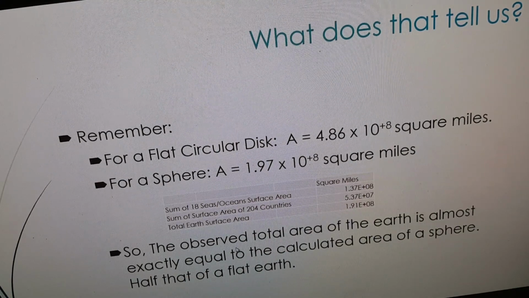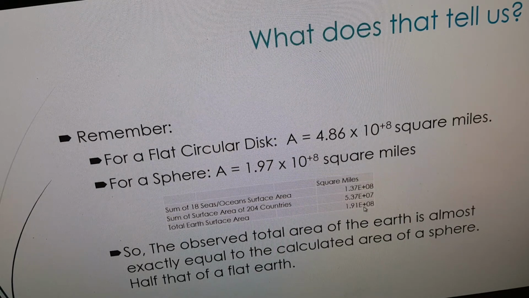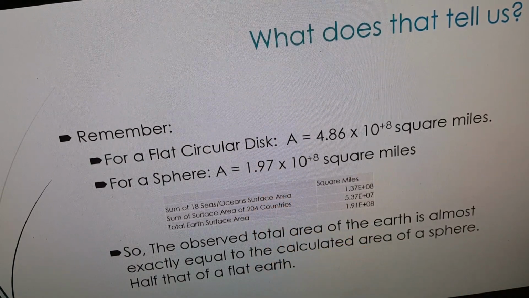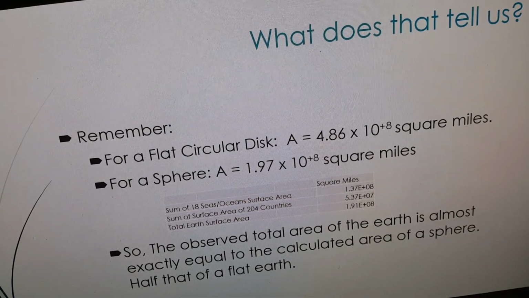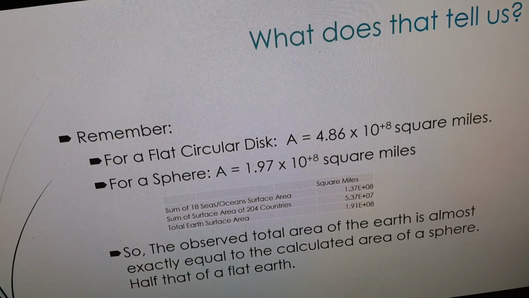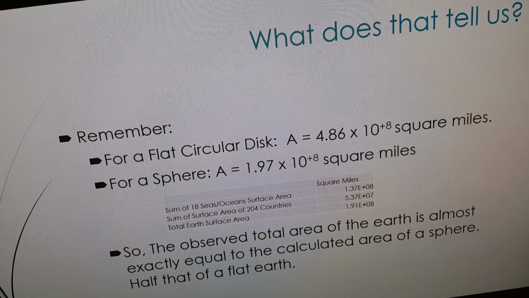So here is my observed data from unrelated websites. My 1.9, or 191 million square miles, is almost identical to the 197 million square miles that we could easily calculate for a sphere. I think that's pretty close and tells you pretty much that the surface area of the Earth almost perfectly matches what a sphere would be.